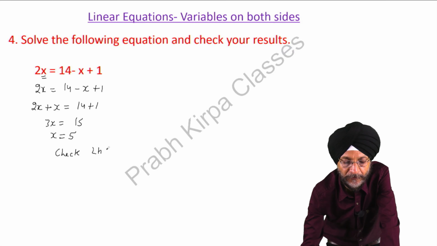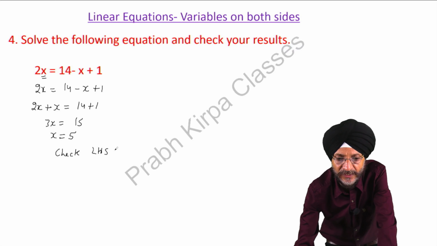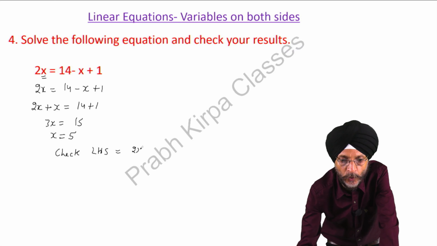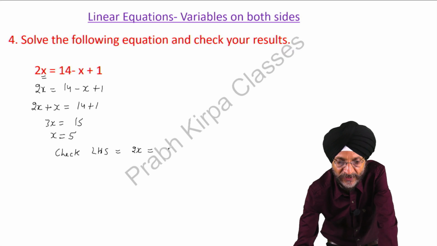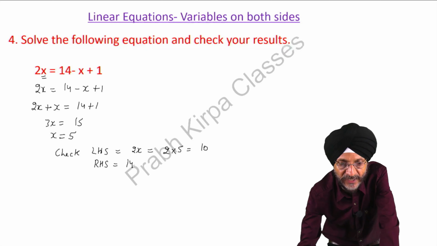left hand side. That is the expression which is written on the left hand side. What is written on the left hand side? It is 2x. So we will fill the value of x. 2 into 5, it becomes 10. Now we will fill the value of x on right hand side. What is written on right hand side? 14 minus x plus 1. So 14 minus 5 plus 1.